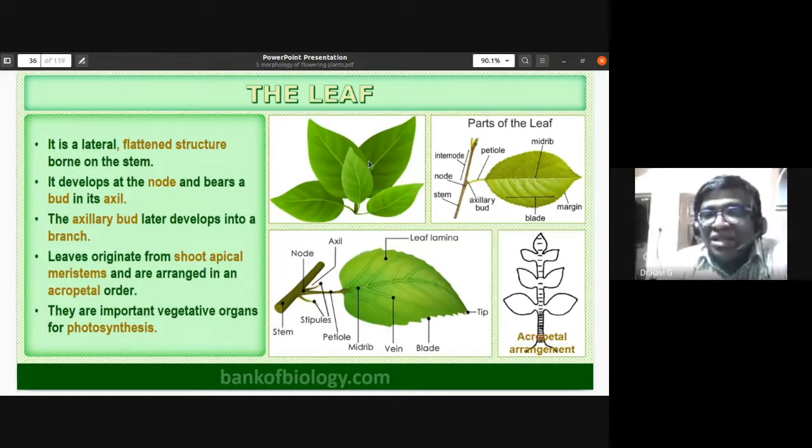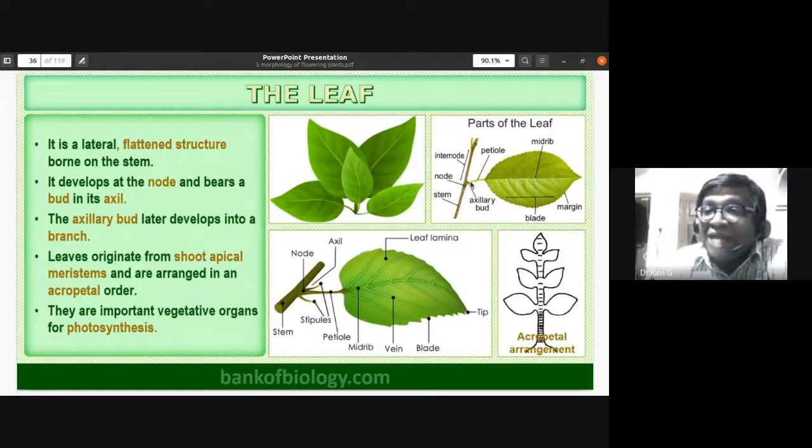So in the first slide, you can see the leaves. They are lateral flattened structures born on the stem. Now the parts of the leaf: they arise from the nodal region. They have a stalk, this leaf stalk we call the petiole, and the leaf surface we call the leaf blade or lamina. They have a prominent midrib. The midrib branches to form the veins and veinlets. Here you can notice an almost serrate leaf margin.